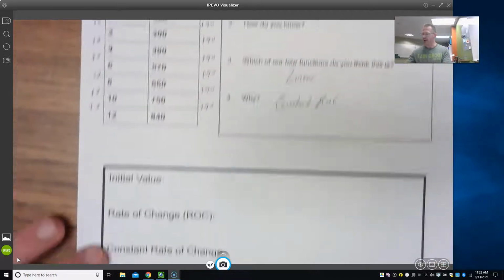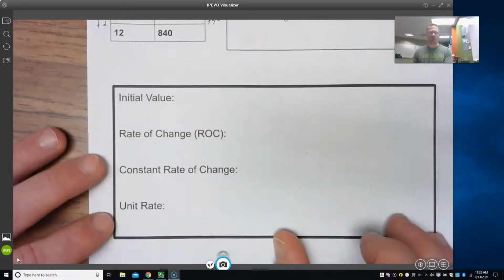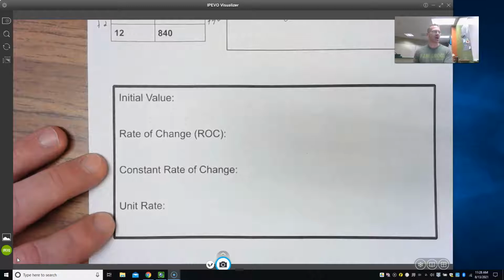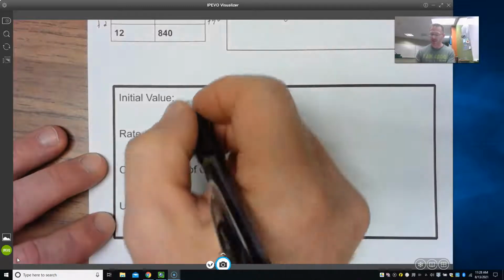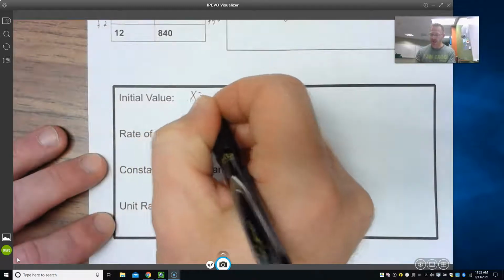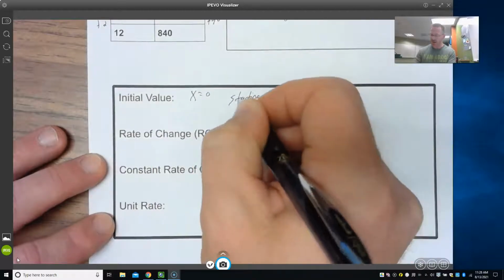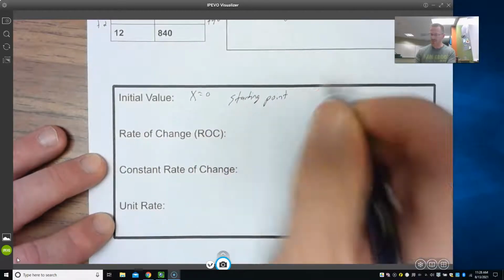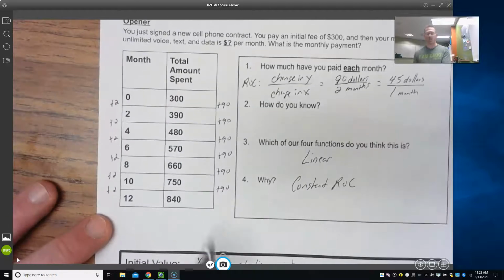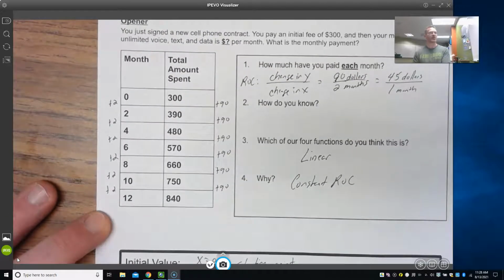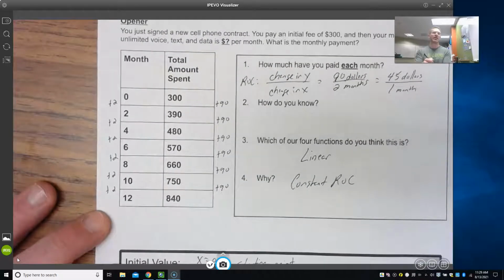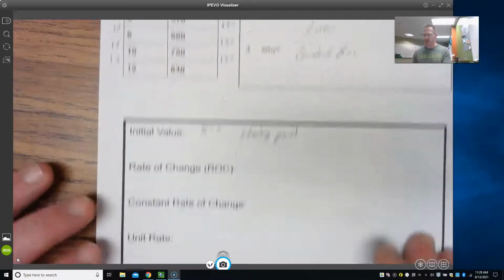All right, now if we drop down here to the bottom of the page, once again, same types of vocabulary as last time. So initial value. That was when we said X is 0. That's our starting point or starting value. And we can see that in this particular problem, this time my initial fee was $300. I had to put $300 down so I could walk out with my new cell phone. Very typical kind of thing.